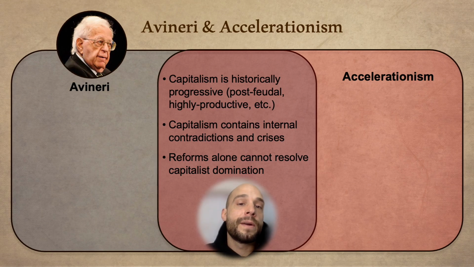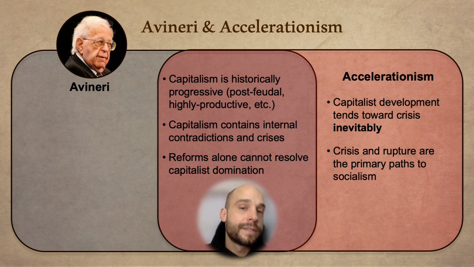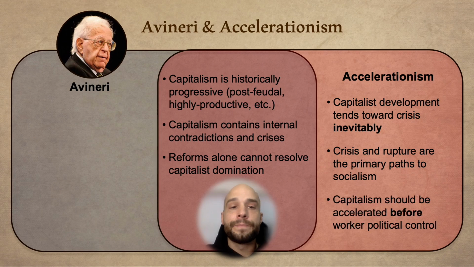Now, here's where accelerationism diverges. Accelerationists tend to see history as quasi-deterministic. Let capitalism develop freely, intensify its contradictions, and crisis will almost inevitably open the door to socialism. They focus on acute crisis, state breakdown, collapse, rupture as the decisive moment, often modeled on the example of Russia in 1917. And they generally argue that capitalist development should be accelerated before workers take power, even at the cost of immiseration, to force that crisis.